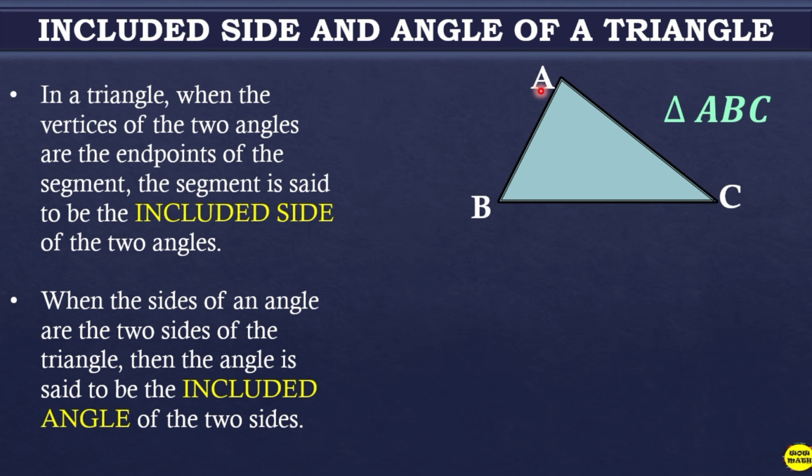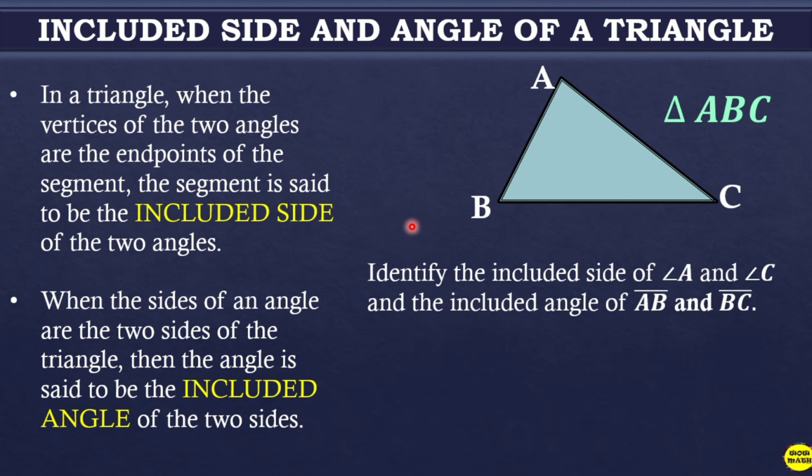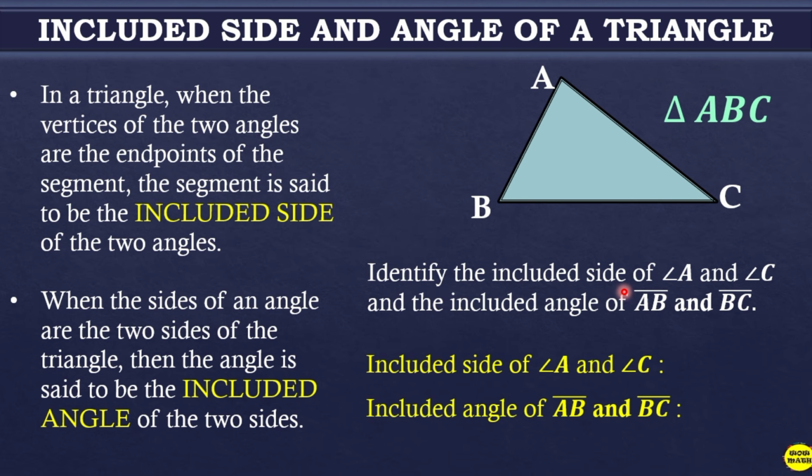So, I have here triangle ABC. Okay? So, paano natin makukuha yung included side and included angle? So, tinatanong dito, identify the included side of angle A and angle C and the included angle of segment AB and segment BC. From the word included, ibig sabihin kasama siya nung dalawang angles. Okay? Included, kasama siya dun sa dalawang segments. Okay. So, dito muna tayo sa included side. So, asa ng angle A mo? Ito. This is your angle C.